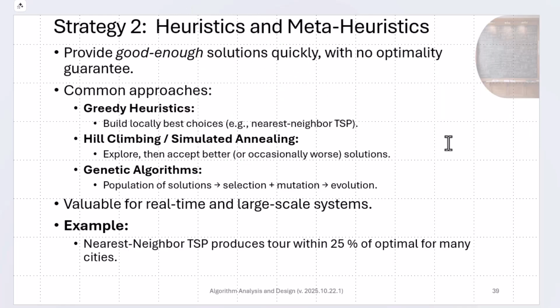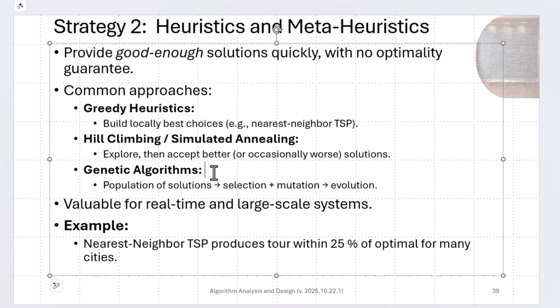Heuristics and meta-heuristics provide good enough solutions quickly with no optimality guarantee. Common approaches are greedy heuristics, which build locally best choices, like nearest neighbor for TSP. Then hill climbing and simulated annealing. These are cool little techniques that are used in things like machine learning. They explore, then accept better or occasionally worse solutions.